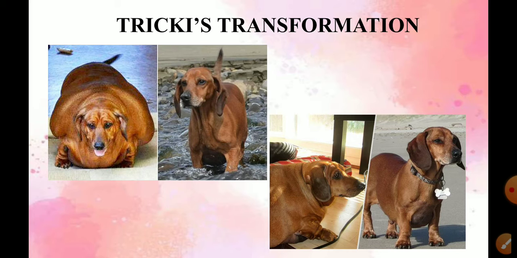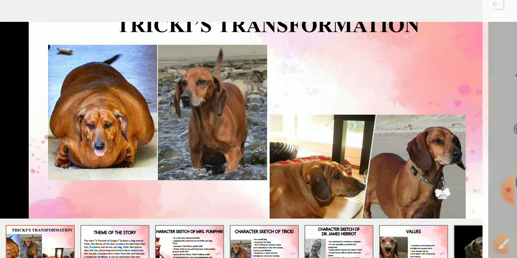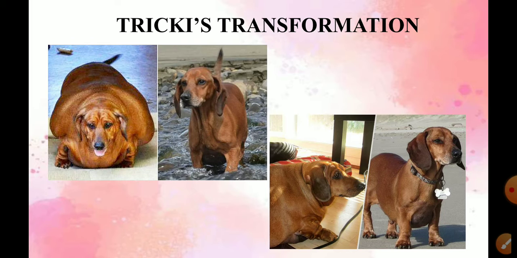Remember, as we already studied, in this video we are going to discuss its transformation story. Tricky, who was a dog, was sick, so he was brought to the doctor, and Dr. Harriott transformed Tricky into a fit and slim dog, which is called the transformation, and that is also called the triumph of surgery. It's a victory of surgery, called so by Mrs. Pomfrey, the owner of the dog.